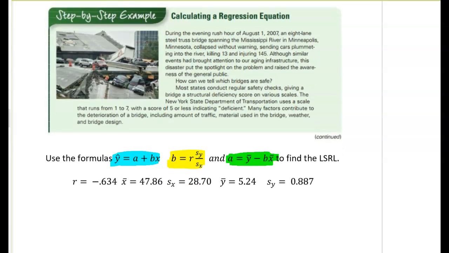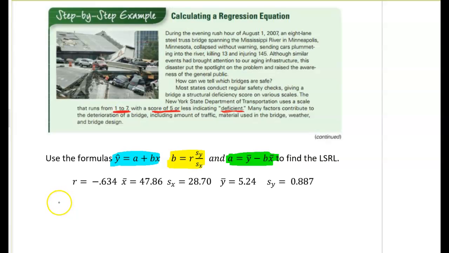So for this particular problem, we do need a little bit of context. Bridges are ranked on a scale of 1 to 7. That's their score. If the score is less than 5, then that means they are deficient. So that's something that we need to take into account. Let's find the least squares regression line, and then we'll do the second part.